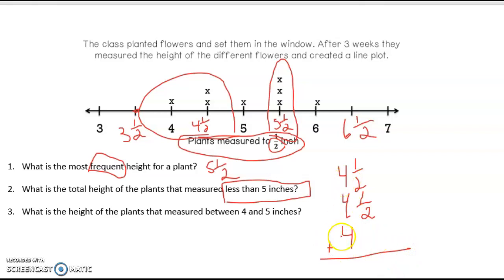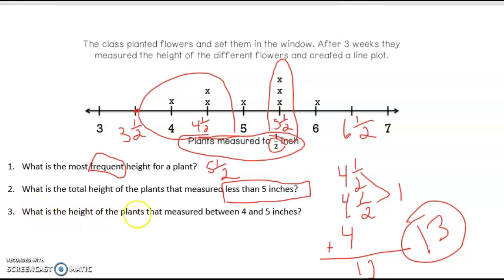Make sure your whole numbers are lined up under each other. 1/2 and 1/2 gives you 1. You should be working this out. 4, 8, 12. Plus the 1 is 13. What is the total height of the plants that measured less than 5 inches? 13 inches.